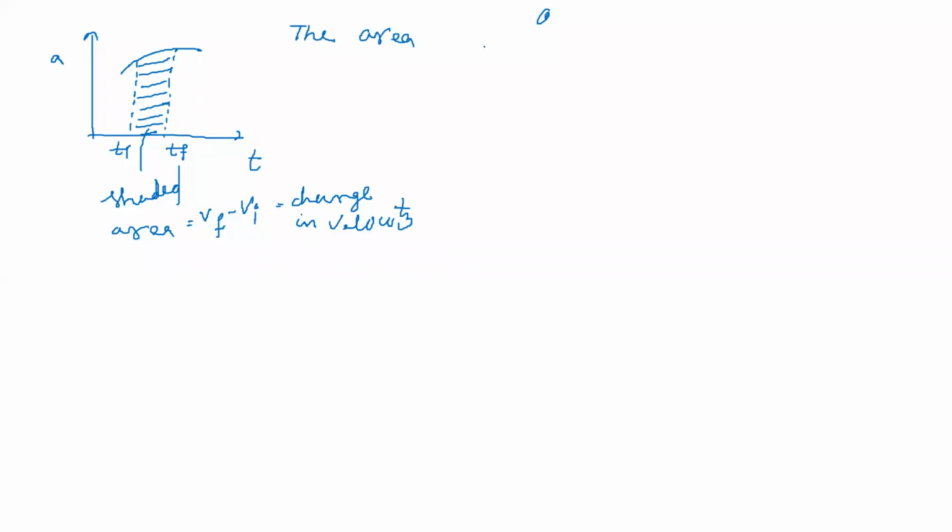Area under the acceleration time graph between time initial Ti and time final Tf is given by, students, area that is equal to Vf minus Vi, that is the change in velocity. In that case, we will find the same way.